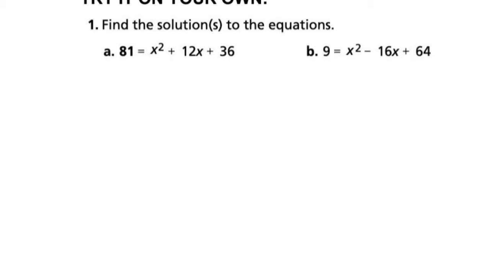These are some try-on-your-own ones. Again, we're looking for a perfect square over here. We want something squared, so we want to factor it, and then it should be x plus or minus something squared. Both of these should be the same, that way we can take the square root of both sides. So try those on your own. Pause it, and then I'll show you the solutions.